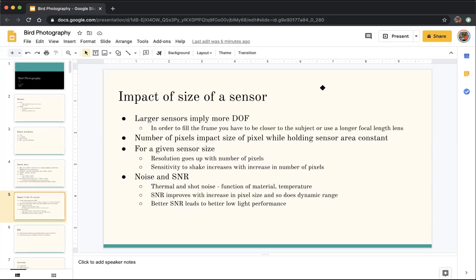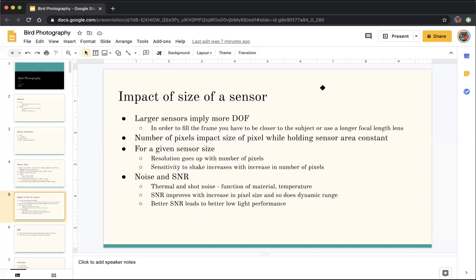So if you have two sensors, an APS-C sensor and a full frame sensor, the full frame sensor is larger. If both of them have the same number of megapixels, then all other things being the same, the full frame sensor will have better signal to noise ratio, and it will perform better in low light situations than the APS-C sensor.